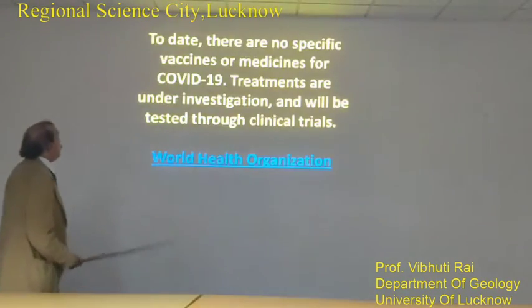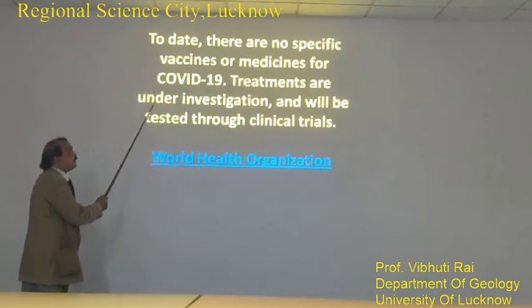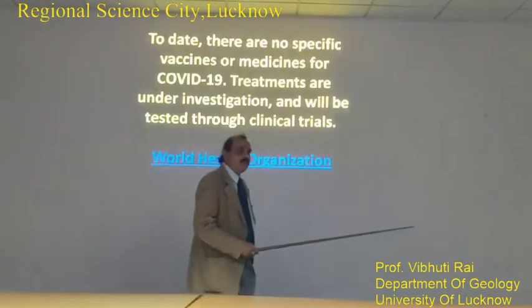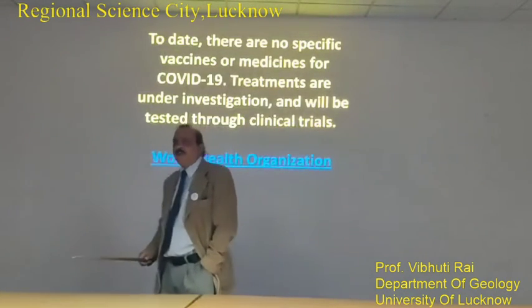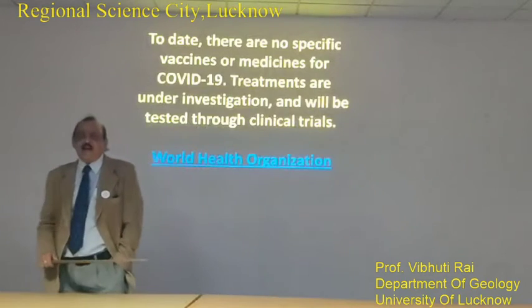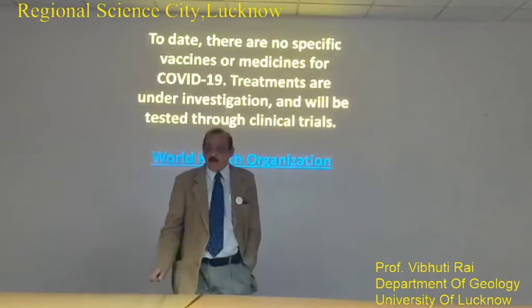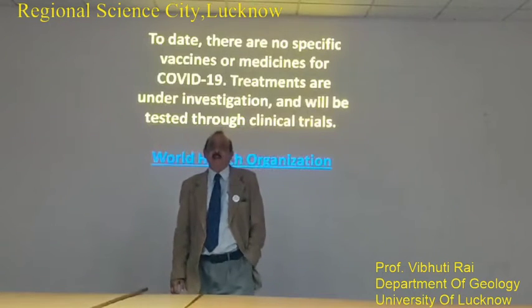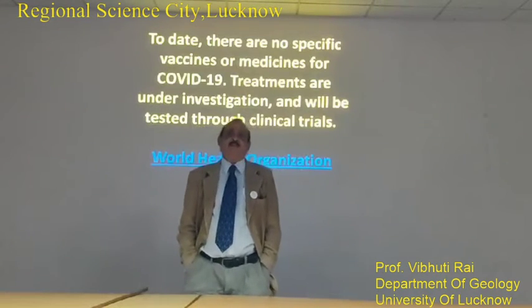Next please. To date, there are no specific vaccines or medicines for COVID-19. Treatments are under investigation and will be tested through clinical trials. That's what the World Health Organization has said. And obviously certain medicines are useful in bringing down the temperature. There are a few available on a commercial scale, but certainly 3 groups of people are most prone to attack by these viruses: the young children, the very elderly people, and the people who have some other kind of disease, because their immune system is weak.